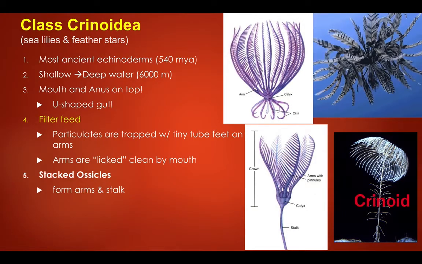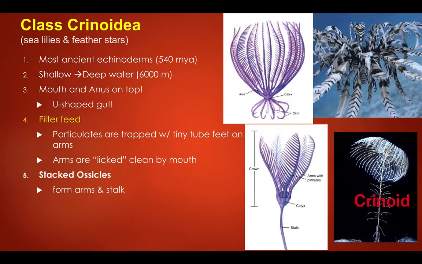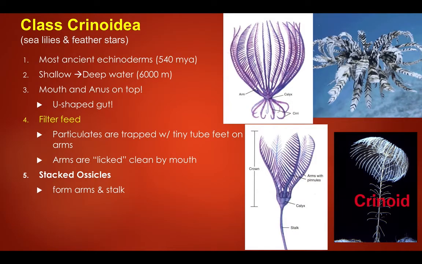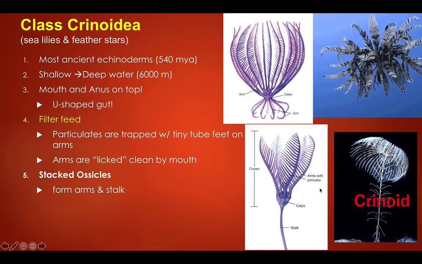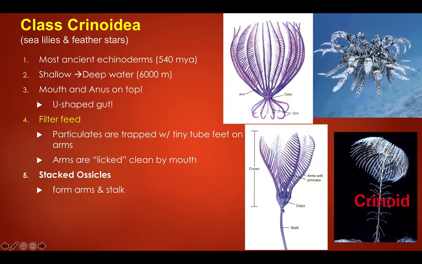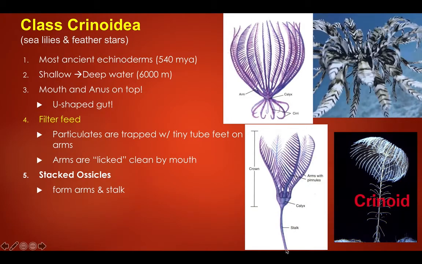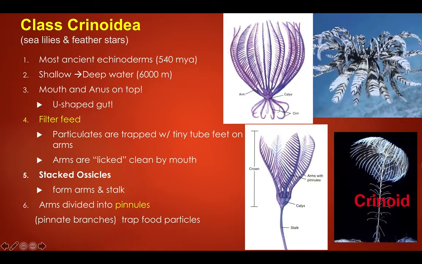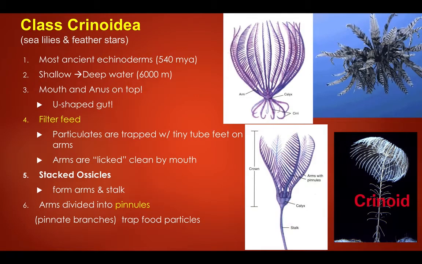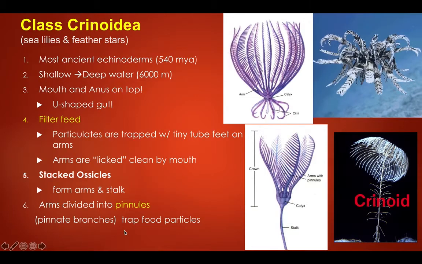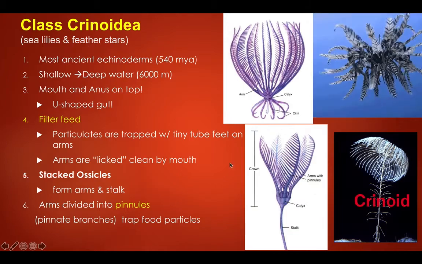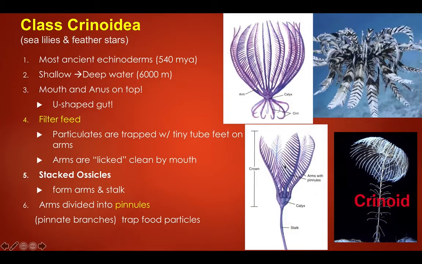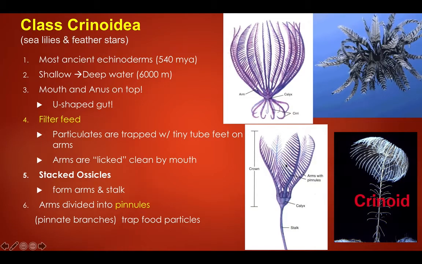They also have stacked ossicles. Like our class Ophiuroidea, their ossicles are stacked, and this is going to form the arms and the stalk. So in this case, our sea lily here, this is our stalk, lifting up their feather-like arms. Their arms are divided into pinnules, so they pinnate branches that trap food particles. So here's our arm, and then coming off of here are our pinnules.